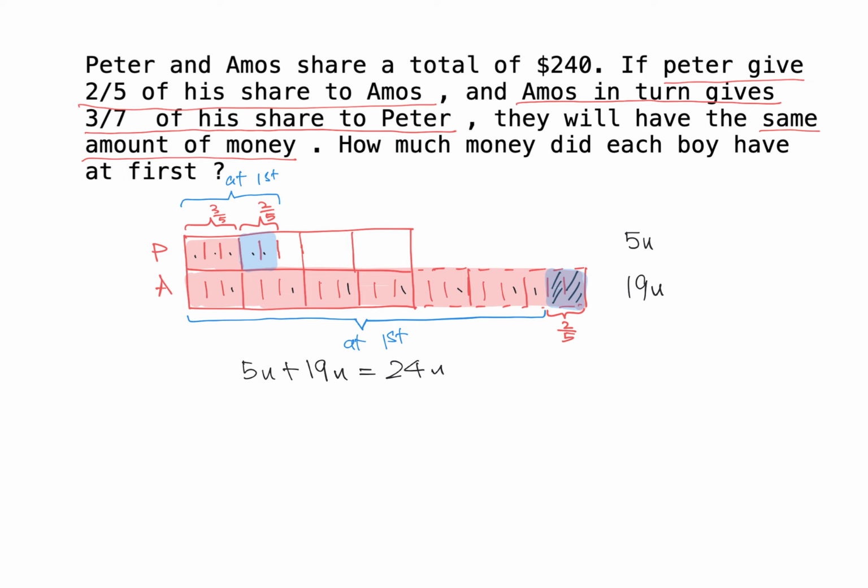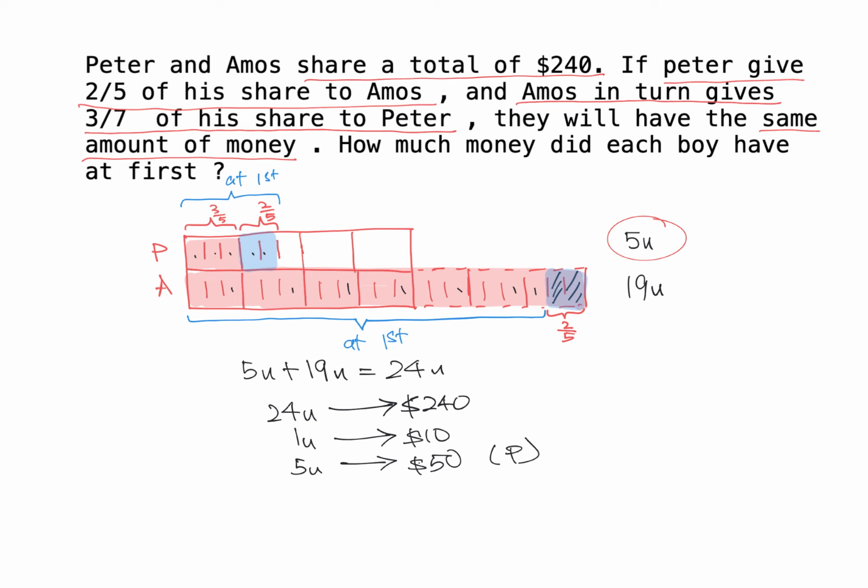So the total is 5 plus 19 units equals 24 units. And we were told that the 2 boys share a total of $240, which means that these 24 units must be equal to $240. So if you divide by 24, 1 unit is equal to $10. To find Peter's share at first, that would be 5 units. So we just take 5 times 10 equals $50. This is Peter's share at first.